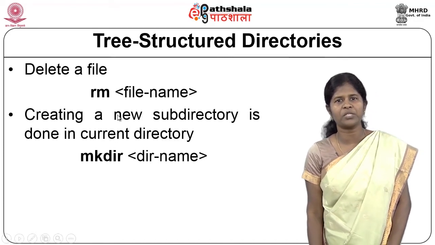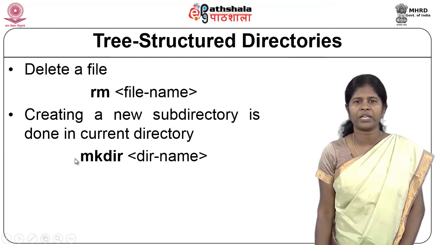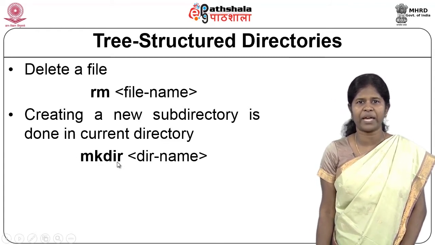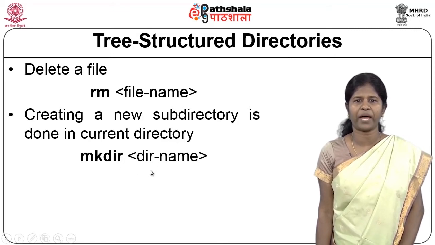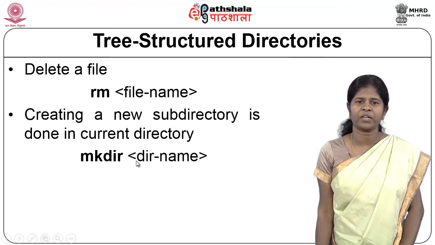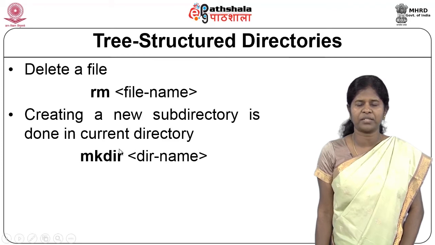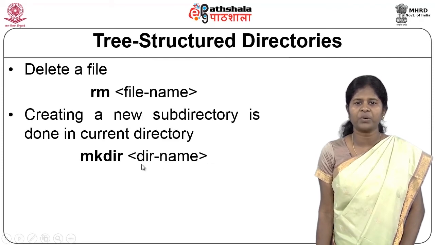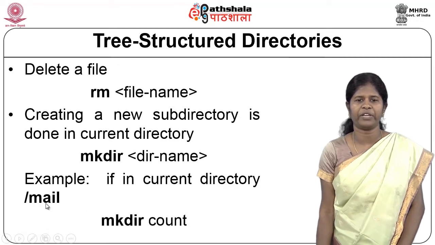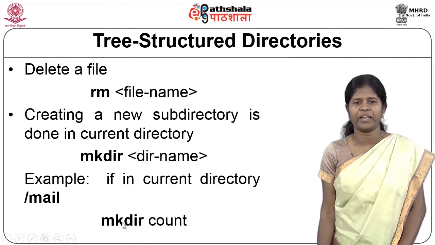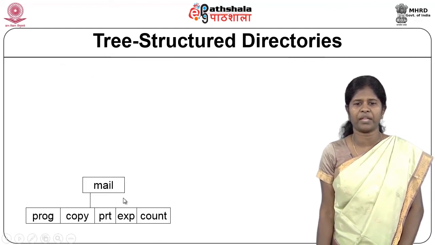It is also possible to create a new subdirectory in the current directory. The command for creating a new subdirectory is mkdir in the case of Unix, followed by the directory's name. This will create a directory or subdirectory beneath the current directory using this particular name that is specified. So, if the current directory is mail and you are trying to create a new directory called count, you need to specify mkdir count.